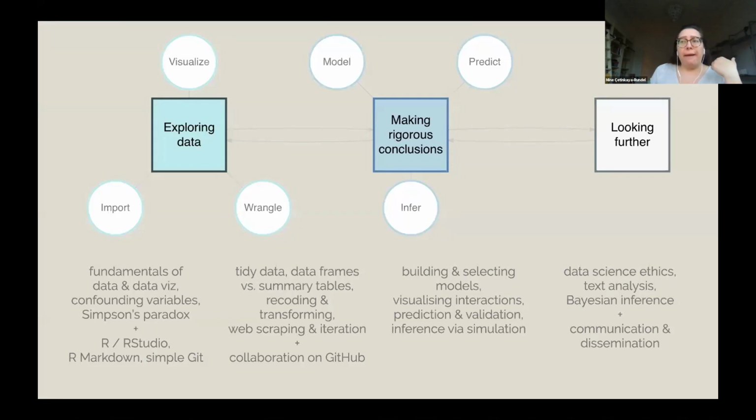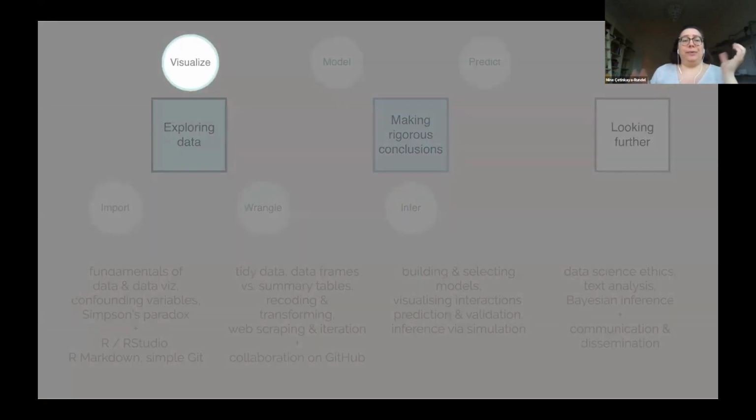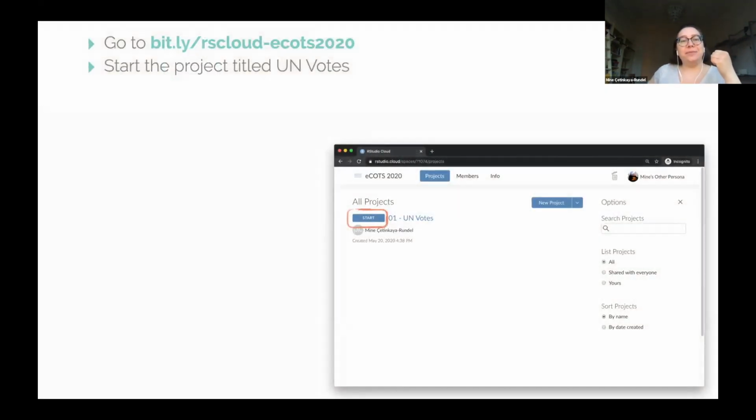So what does this actually look like? We said we start with visualization, so let's try to put this into practice. So you are going to be invited into my day 1 of my class now, and this is how we start things. So I'd encourage those of you who have the energy at the end of the day to visit that link, bit.ly/rscloud-ecots2020.